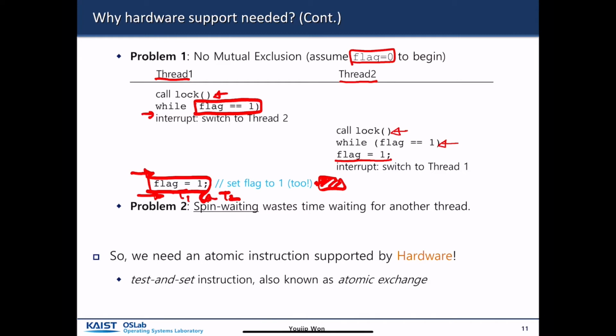So how can we ensure the atomicity of the operation of checking the flag and setting it to 1? We need an atomic instruction which does both. The first example is the test and set operation. Test and set, which is also known as atomic exchange.